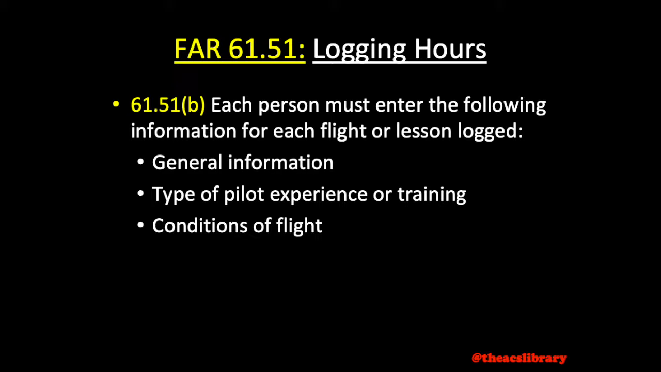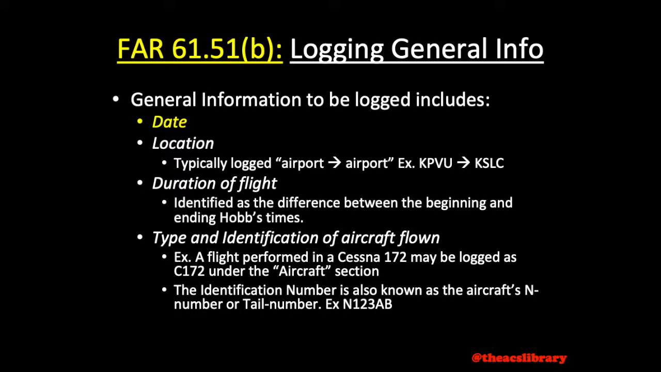We will break the logbook information required down into 3 parts: general information, type of flight experience or training, and conditions of flight. General information includes the date, location, and duration of the flight, as well as the type and identification of the aircraft flown or simulator. The date of the flight is easy to determine. Location is typically logged airport to airport. For example, if we flew from Provo to Salt Lake City's airport, we would enter the identifier for Provo, followed by an arrow pointing towards the identifier for Salt Lake City.